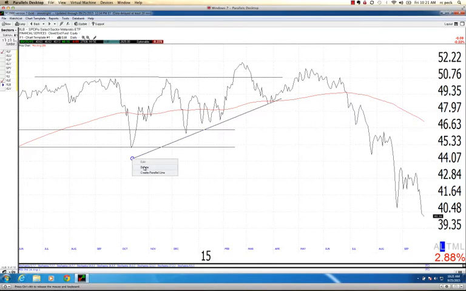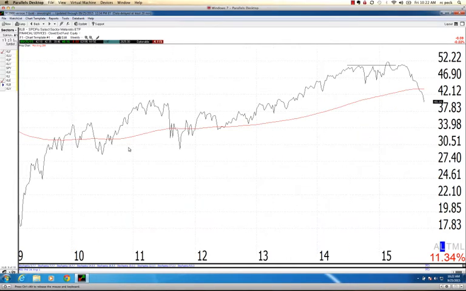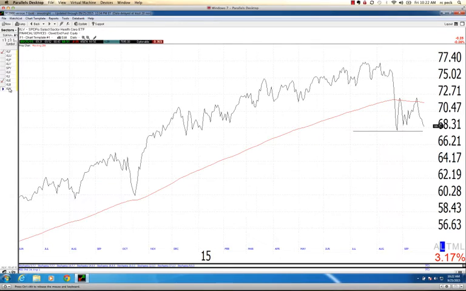Do I need to say a lot here? It's looking horrible. It's way below its August low. It's way below its October low of last year. And I had it zoomed out here. You can see this thing. It's in a free fall, and it's falling. And the last sector is healthcare.